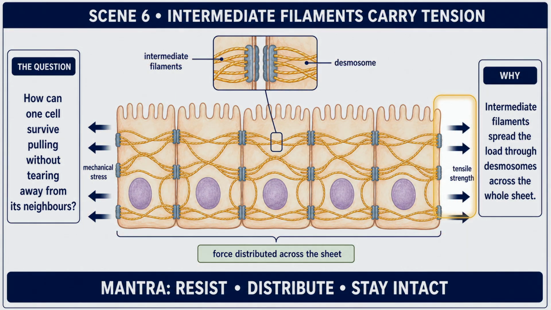This network is not primarily a movement machine. It is a system for tensile strength and mechanical continuity. Its success is almost invisible. The tissue stretches, the load is redistributed, and the sheet stays intact.